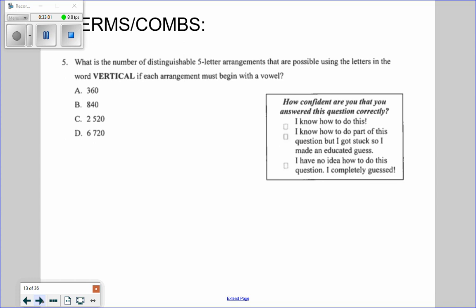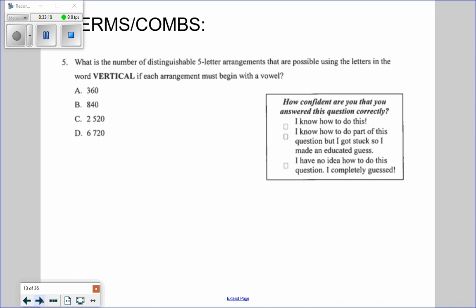So if you want more set theory examples, go and watch that video. In that video, I do way more examples than what I just did here with you. Okay, what is the number of distinguishable 5-letter arrangements that are possible using?